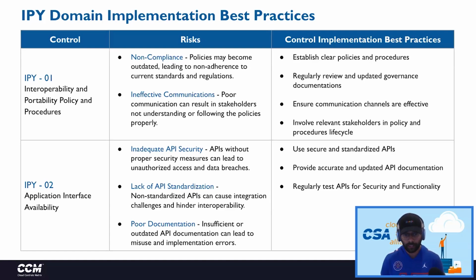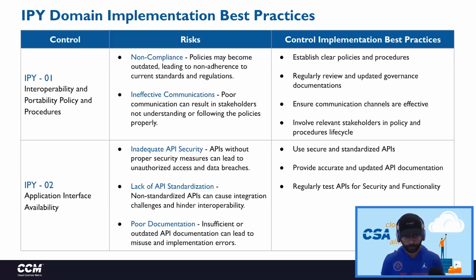Poor communication can result in stakeholders not understanding or following policies and procedures properly. When somebody or a company needs to move from one CSP to the other, and there are no well-documented policies and procedures, it becomes very hard and quite challenging to make sure that all the steps have been performed really well. A few of the control implementation best practices for these risks are to establish clear policies and procedures, regularly review and update governance documentation, ensure communication channels are effective, and involve relevant stakeholders in the policies and procedures lifecycle.